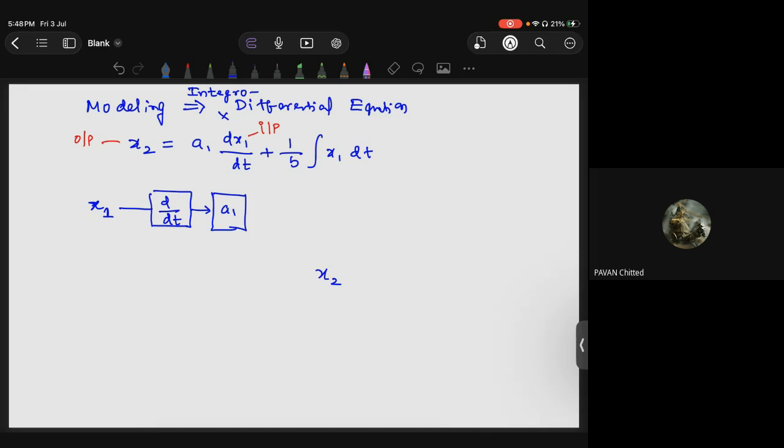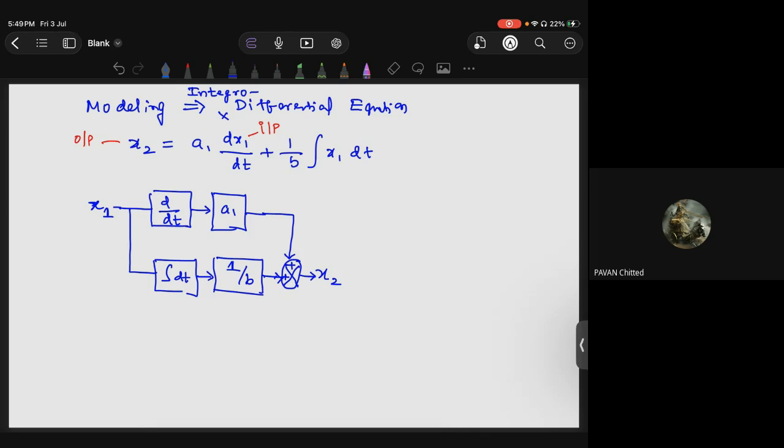Next, the second term: we are integrating x1, and again we are multiplying with 1 by b. Now it is just the addition of these two signals. How do we add them? We add them using the summing point. This is x2. Now you can see that from the differential equation we wrote the block diagram, which represents the exact same operation. Is this clear? Any doubt?